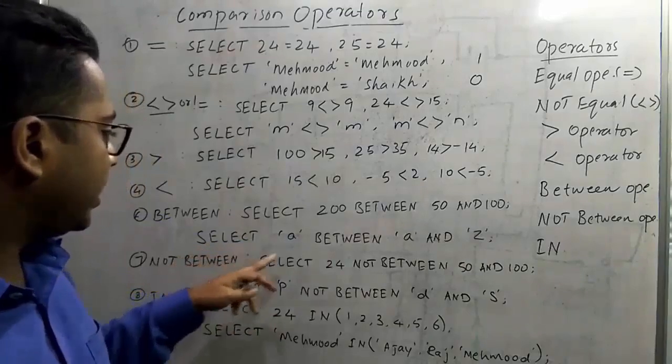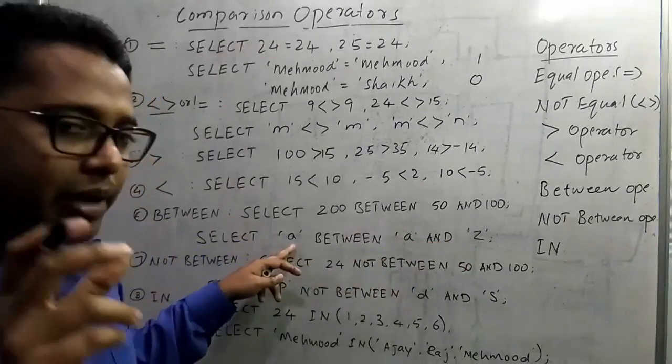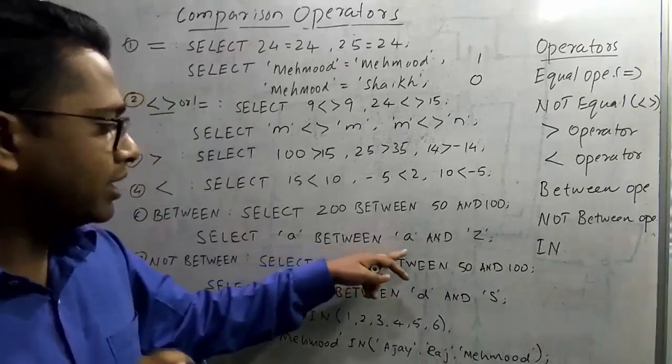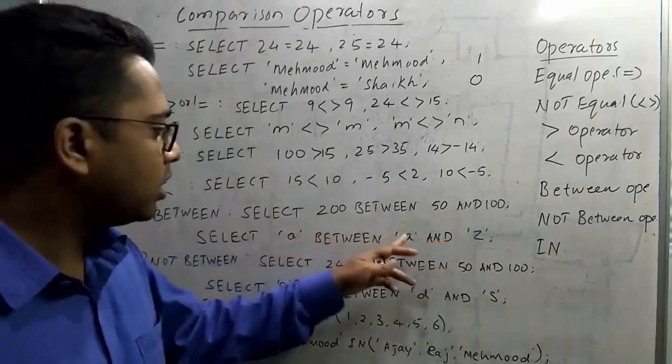And here: select 'a' between 'a' and 'z'. Here I'm checking whether the small alphabet 'a' is present between A and Z, which is true, because it comes under A to Z.